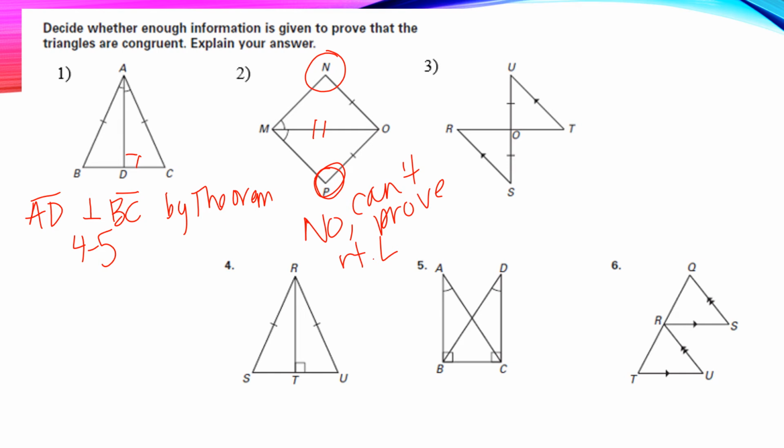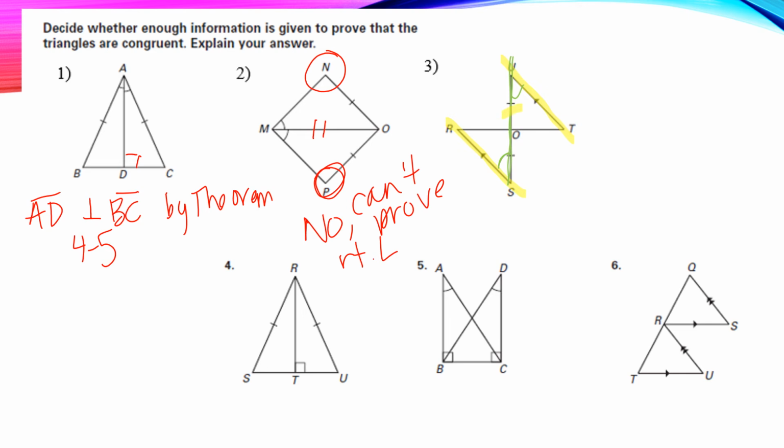Then for number three, we have some parallel lines. So I can go ahead and look at my parallel lines there. I have UT and RS are parallel. I potentially have two transversals there. If I'm looking at this first one here, I could say that this angle is congruent to this angle because of alternate interior angles. So that would be with the first transversal.